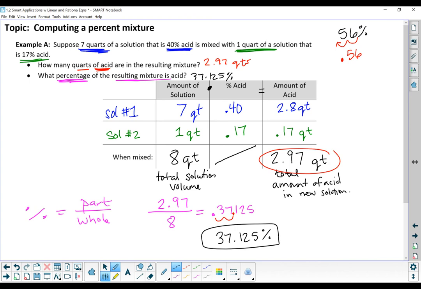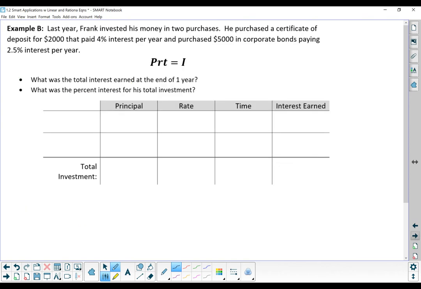All right, so that was computing a percent mixture with acids, with solutions, but we can use that same idea of percent mixtures with investments and with money. So we've got Frank investing money in 2 purchases. He purchased a certificate of deposit for $2,000 that paid 4% interest per year. And he purchased a $5,000 corporate bond that pays 2.5% interest per year.